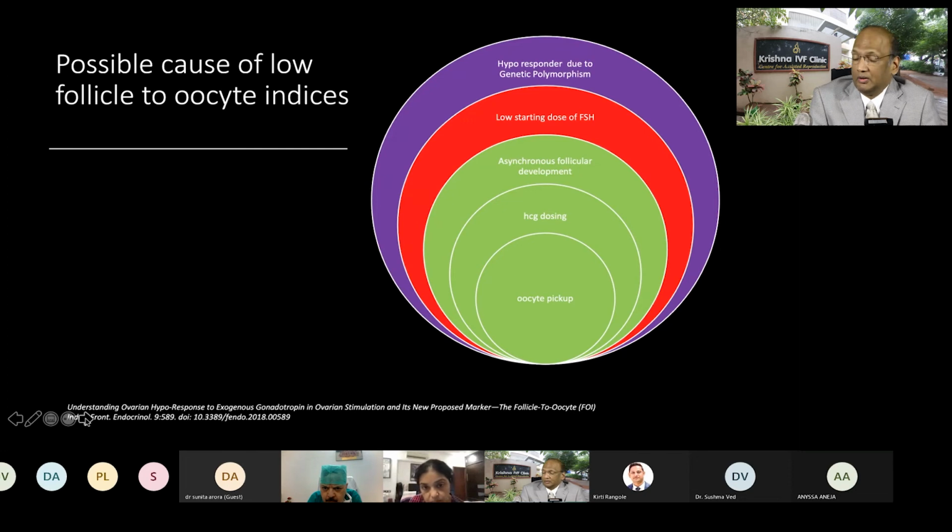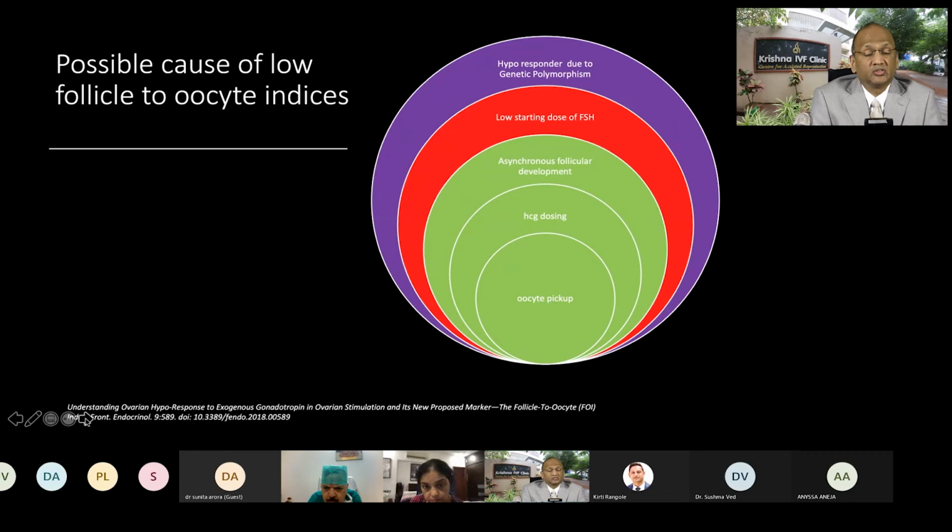One is the oocyte pickup. We seldom audit our oocyte pickup. Somebody does the pickup in a larger team, and we do not know whether the pickup went smoothly and whether the pickup timing was right compared to the HCG.